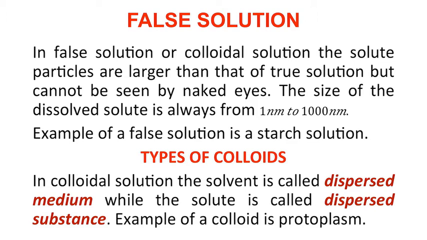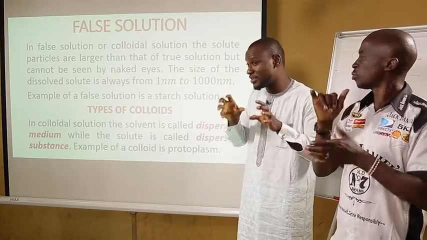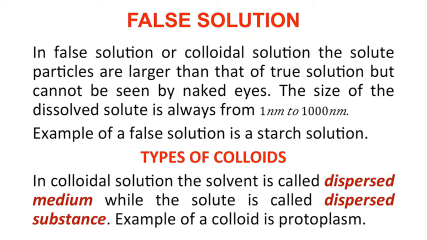In colloidal solution, it is also a homogeneous mixture. The solute will dissolve, and you'll not be able to see it with your naked eyes. But the difference between the true solution and the false solution is the fact that the sizes of the particles in false solution range from 1 nanometer to 1,000 nanometer. That means it is bigger than that of the true solution. A perfect example is a starch solution.